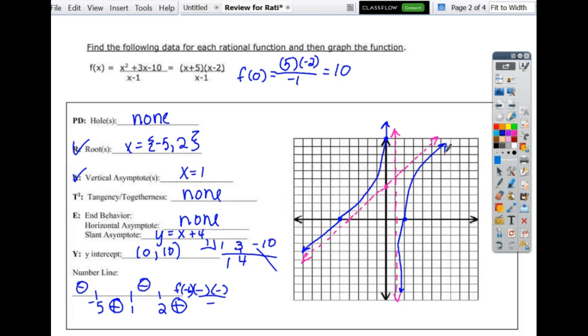So if the top term is squared, then it's a tangency. If the bottom term is squared, it's a together. Okay?